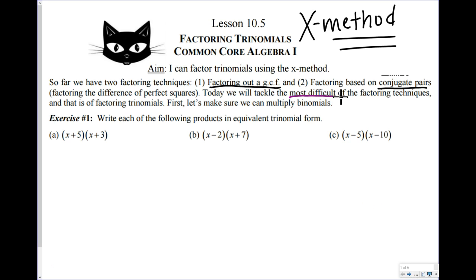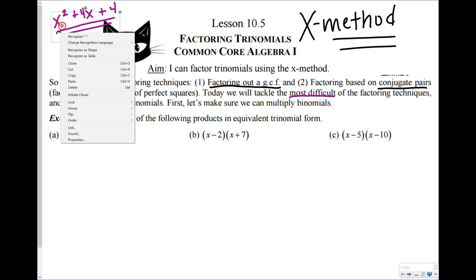And that's when we factor a trinomial, where, for example, a trinomial looks something like this. This is a trinomial. We can't use GCF here in this example at the top because they have nothing in common. They have no factors in common. And we can't use conjugate pairs because this doesn't have two terms that are perfect squares. So we have to learn this third idea of factoring trinomials.